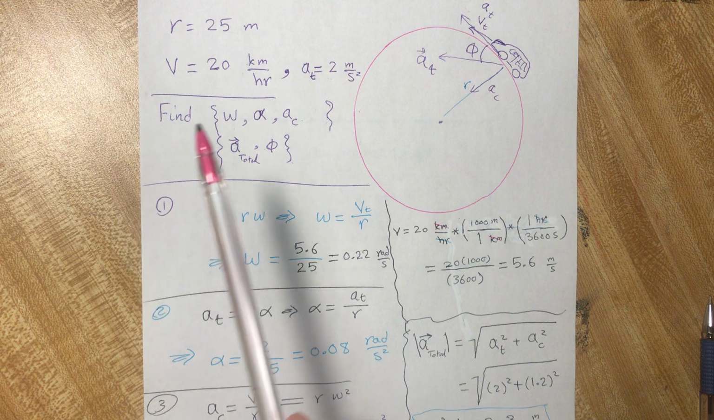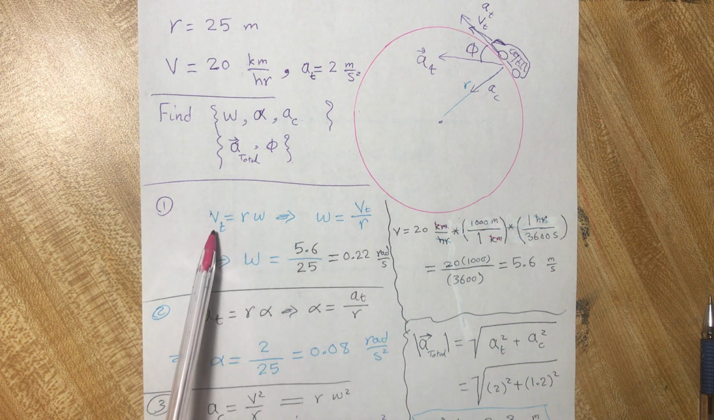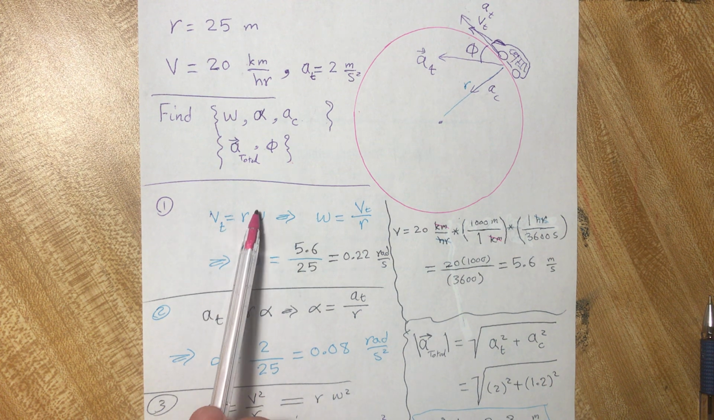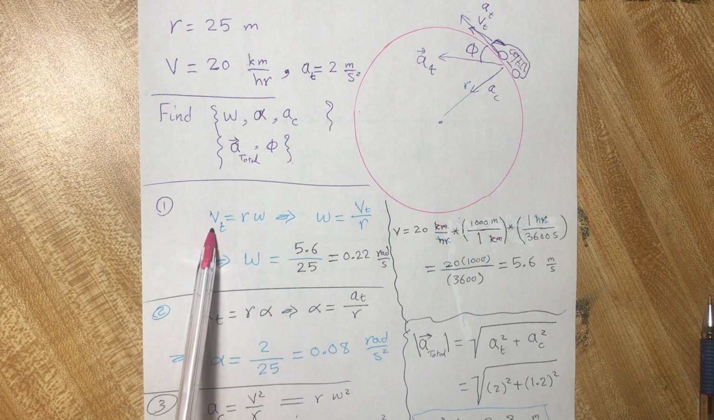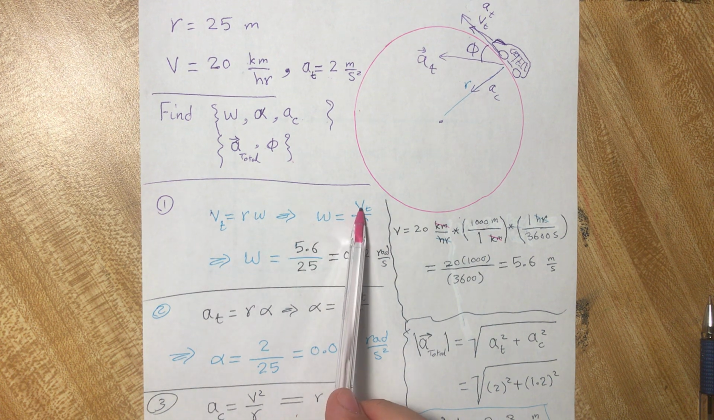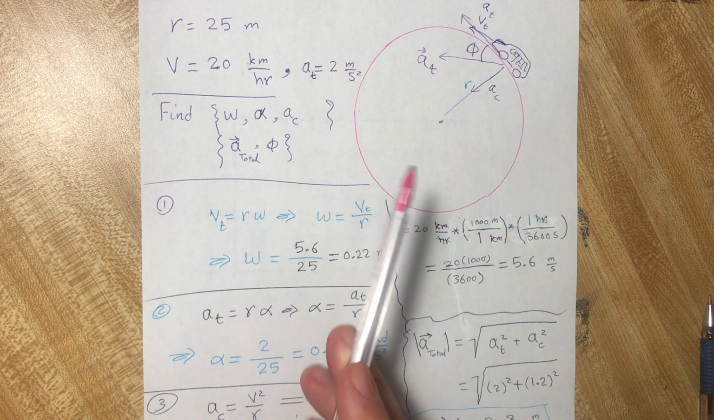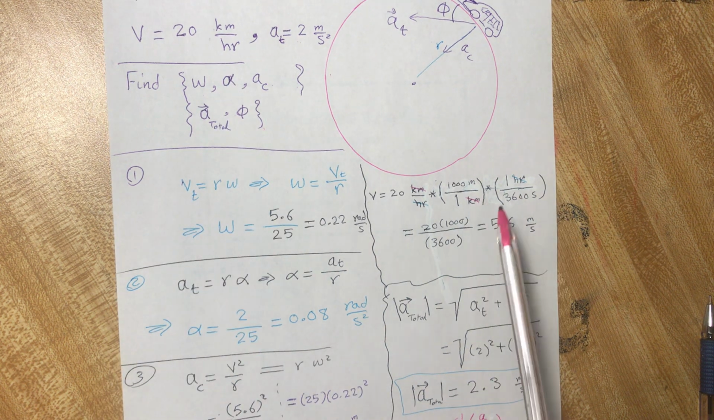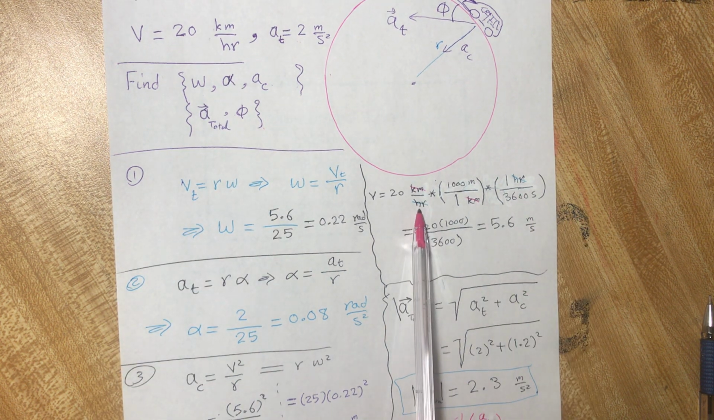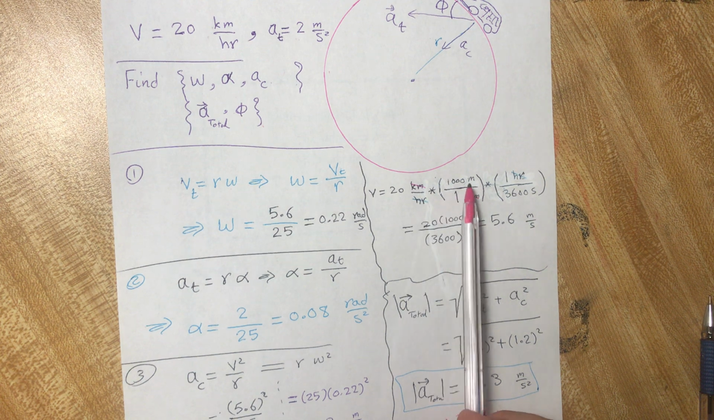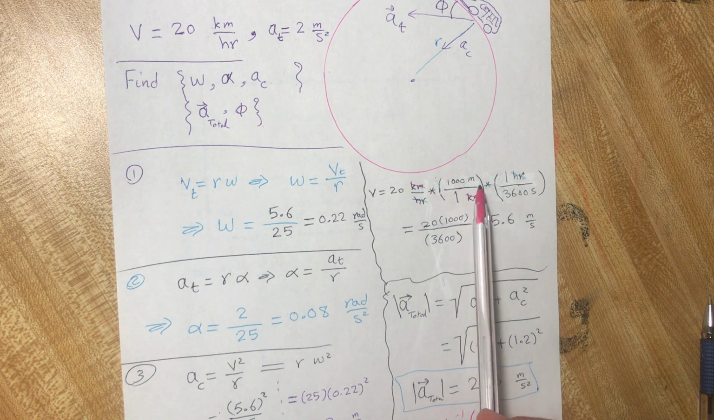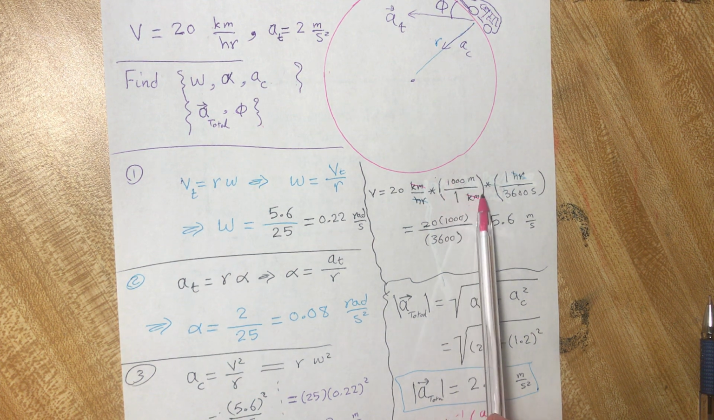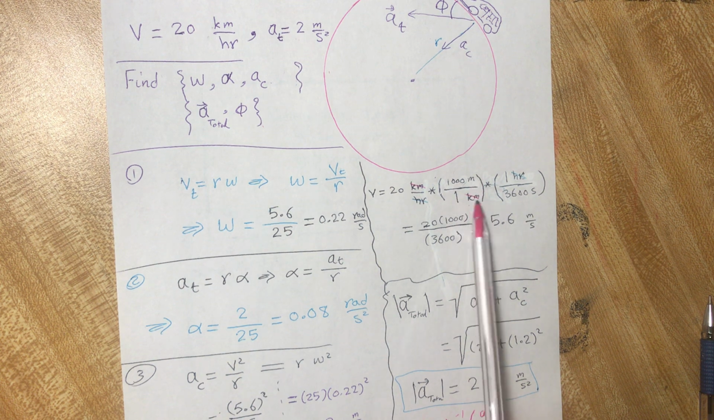Okay, now first we know that the tangential speed is equal to R multiplied by omega. We need to find omega. We know R, we know Vt. Omega is equal to Vt over R. Vt is in kilometers per hour. Be careful with that. We need to convert it. 20 kilometers per hour, we need to multiply it by 1,000 meters over 1 kilometer. This is the conversion coefficient between meters and kilometers.